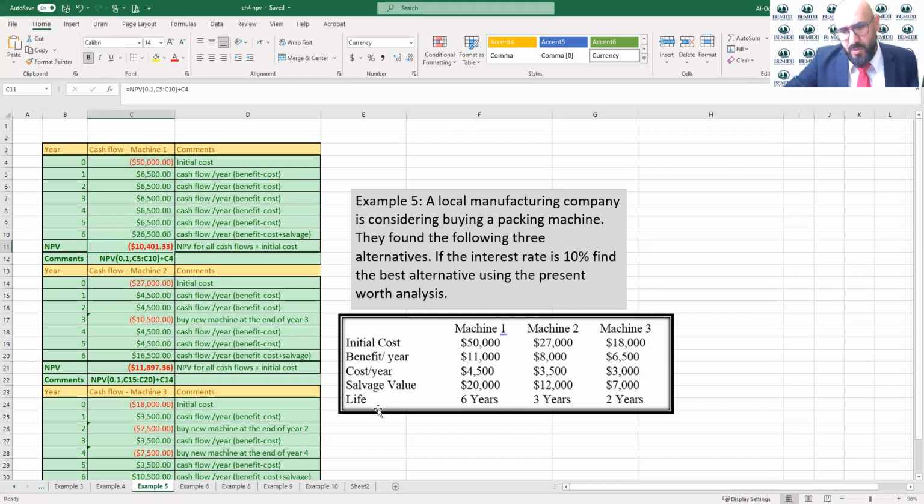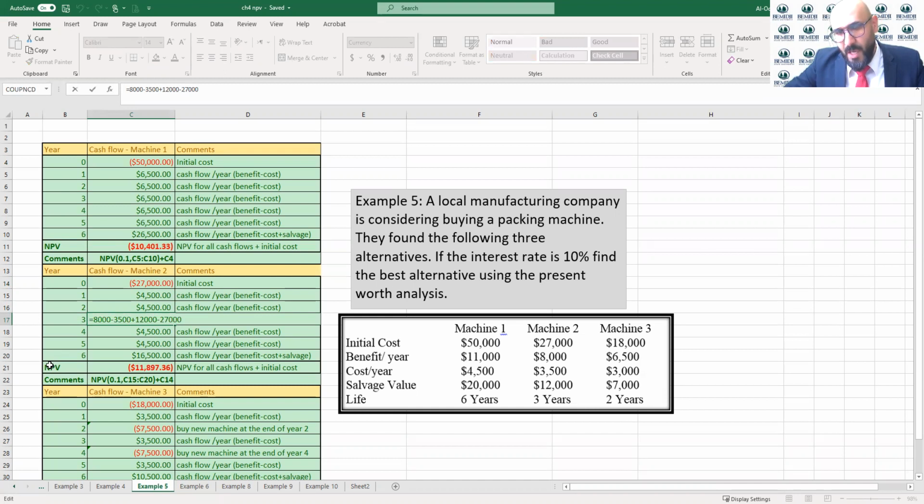Now moving to machine 2, this machine will last for 3 years. However, the analysis will be conducted for 6 years, so we have to buy 2 of these machines, one on year 0 and one on year 3, or by the end of year 3. So on year 0, we have negative 27,000, that's the initial cost, and then 4,500 on year 1, 4,500 in year 2, and now year 3, we have to stop and think what the transaction should be on year 3.